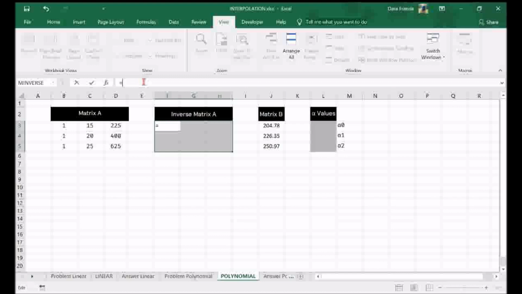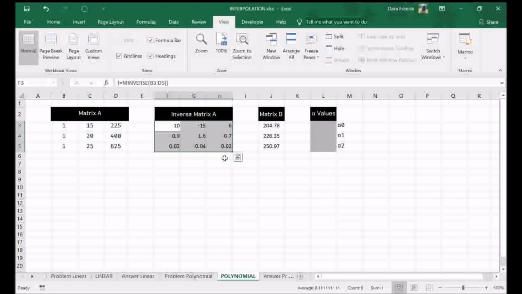So again, press equals MINVERSE, and we will choose our array, our matrix, close it with the parenthesis, hold Control, hold Shift, and press Enter. Now we have the inverse of our matrix A. The next thing we're going to do is to multiply matrix B with matrix A. So we will count the number of rows it has, and we will highlight it.